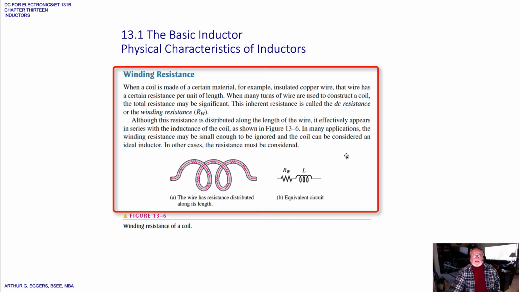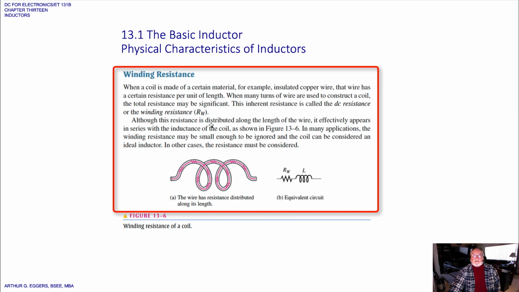So, the last thing we'll check out here is something called winding resistance. Every inductor has some loss associated with the resistance of the wire. When a coil is made of certain material, for example, insulated copper wire, the wire has a certain resistance per unit length. So you can see we've modeled it here in this schematic as the winding resistance in series with the inductance. When many turns of wire are used to construct a coil, the total resistance may be significant. This inherent resistance is called the DC resistance or the winding resistance, R sub W.